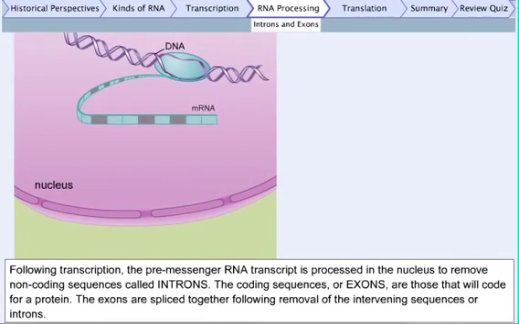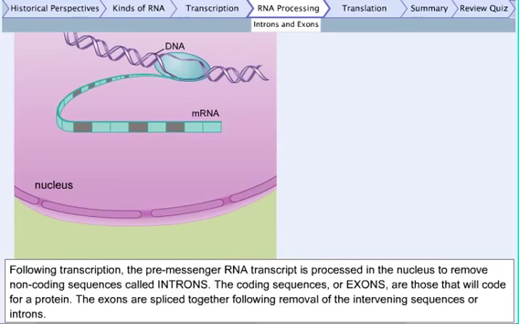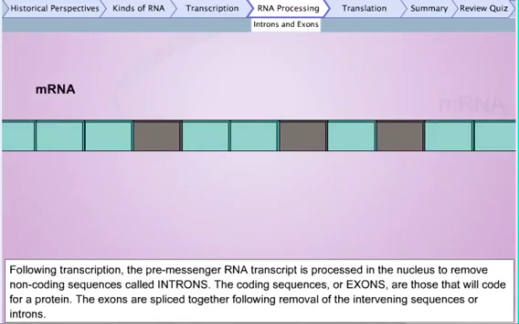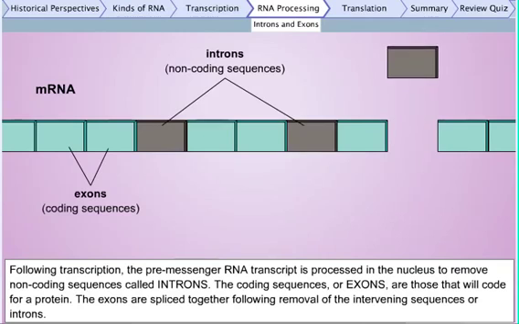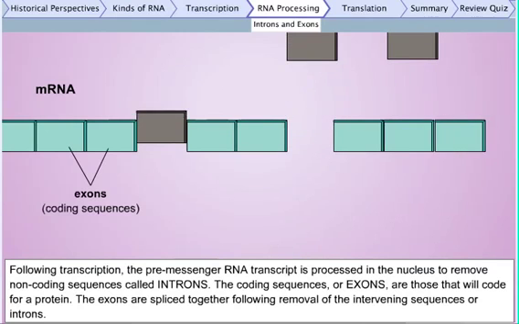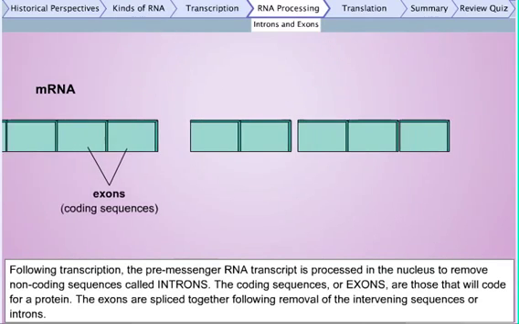Following transcription, the pre-messenger RNA transcript is processed in the nucleus to remove non-coding sequences called introns. The coding sequences, or exons, are those that will code for a protein. The exons are spliced together following removal of the intervening sequences, or introns.